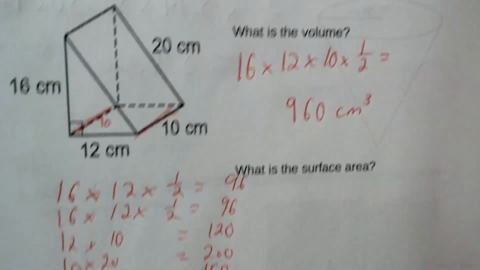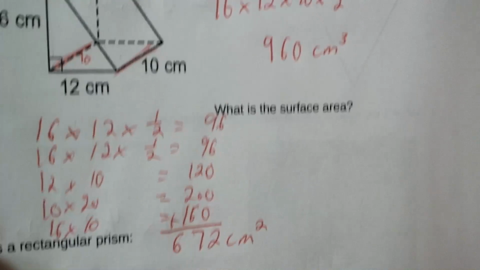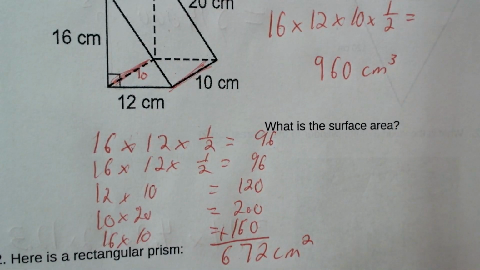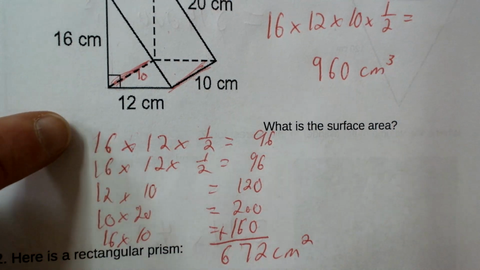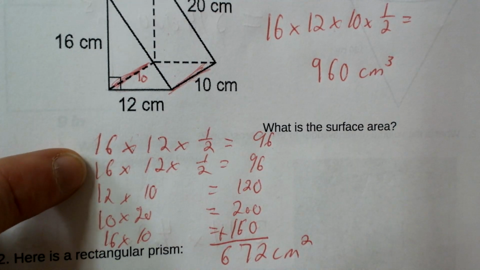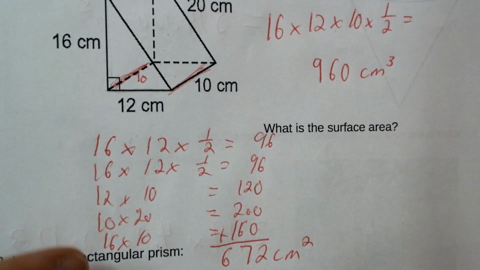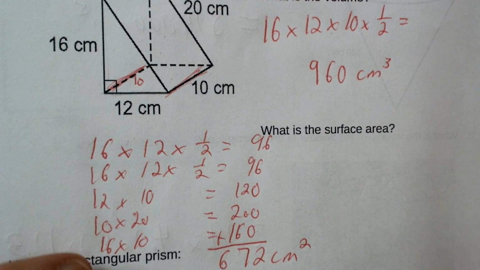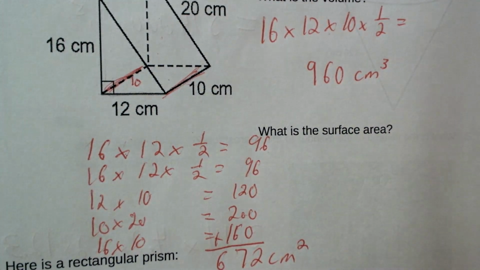For the surface area, we have to take each of the areas of the triangular prism and then use the formula. So the two triangles, 16 times 12 times a half, and then the three rectangles, 12 times 10, 10 times 20, and 16 times 10. And we multiply those and we add them together and we get 672 centimeters squared.